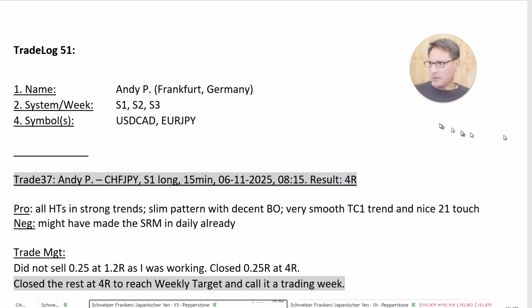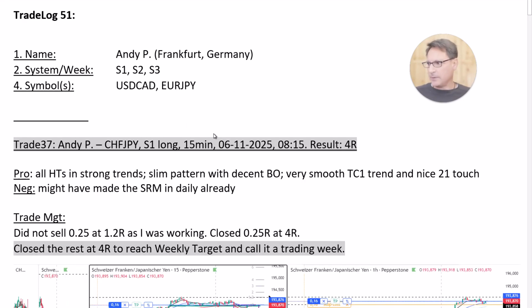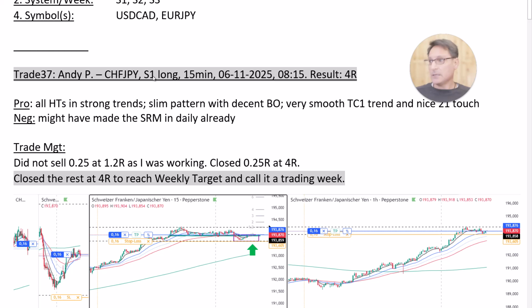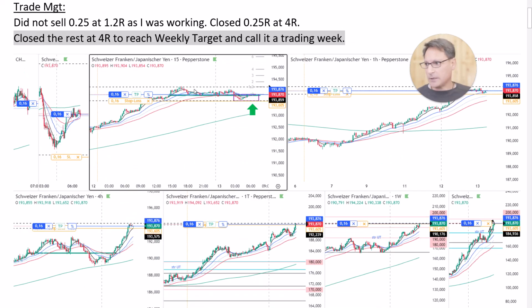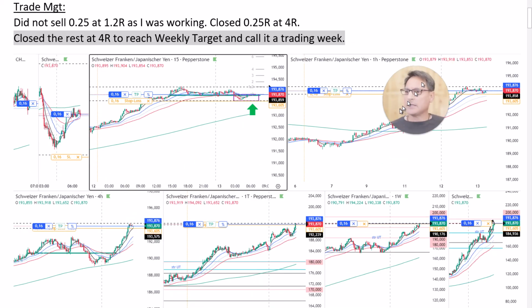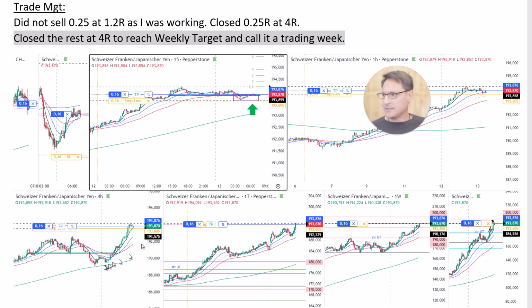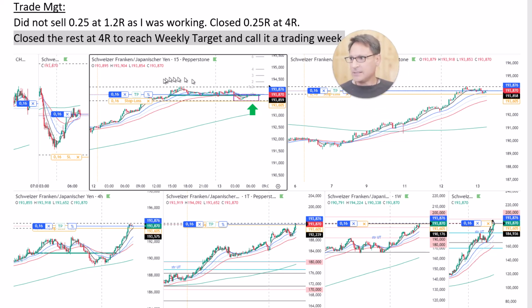Well, let's have a look now at how Andy is capitalizing on these strong trends. Swiss yen using system 1, the busted breakout on a 15-minute chart. So the pattern is on a 15-minute chart, and our higher time frames are the 60-minute, 240-minute, daily, weekly and monthly chart. We can nicely see how this is a consolidation pattern. Well, let's have a look now at the higher time frames.